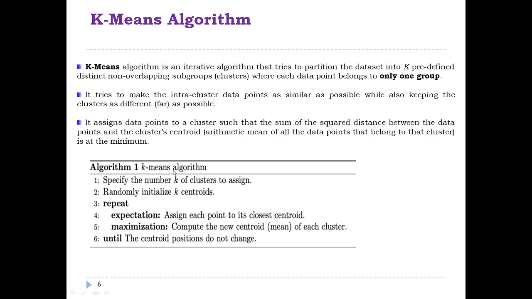We'll see the algorithm of k-means. First we need to specify the number K of clusters to assign, the number of clusters we want. Then randomly initialize K centroids. Then repeat the following steps, here expectation and maximization. We assign each point to its closest centroid, then compute the new centroid or mean of each cluster, until the centroid positions do not change. So this is the k-means algorithm and how we are going to do the clustering.